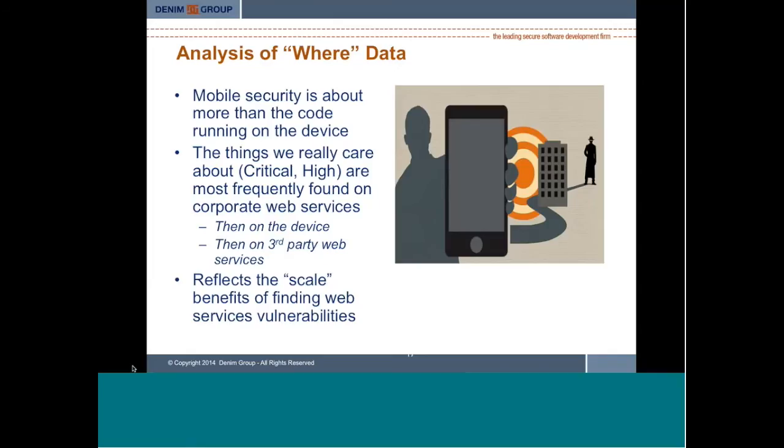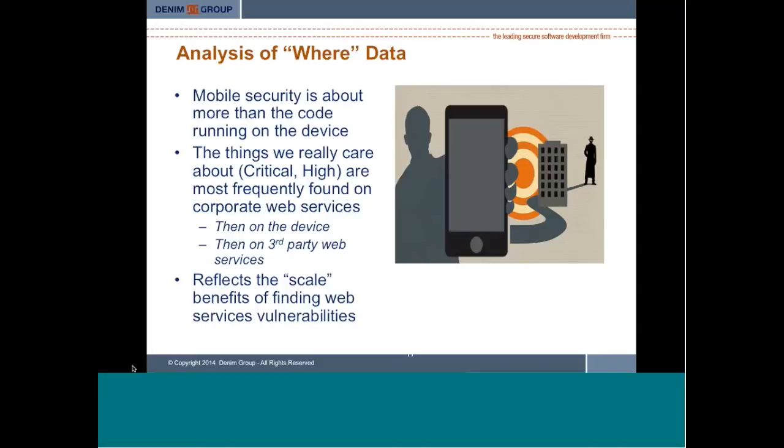And so, again, some analysis of this. Again, mobile security is about more than the code running on the device. Obviously, that's an important part. We're finding 20%, right? 20 or 25%, sorry, of the important critical and high vulnerabilities there. But the critical and high vulnerabilities are most frequently found on these corporate web services.